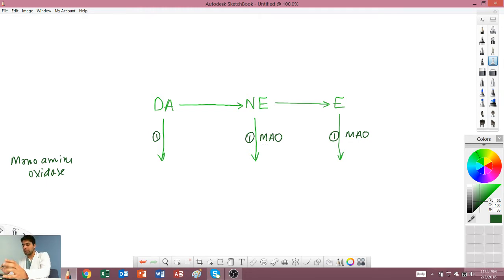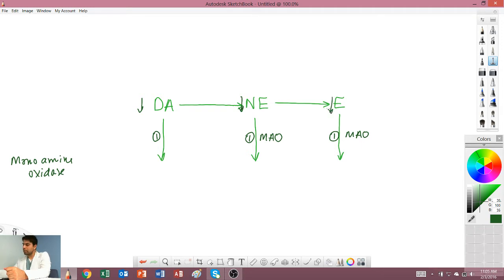Good. And the other enzyme is known as what? COMT, catechol-O-methyltransferase. If you transfer a methyl group to the meta position or the ortho position, it will inactivate all three of them. Regardless, monoamine oxidase will decrease dopamine, correct? Will decrease norepinephrine, true? Will decrease epinephrine.